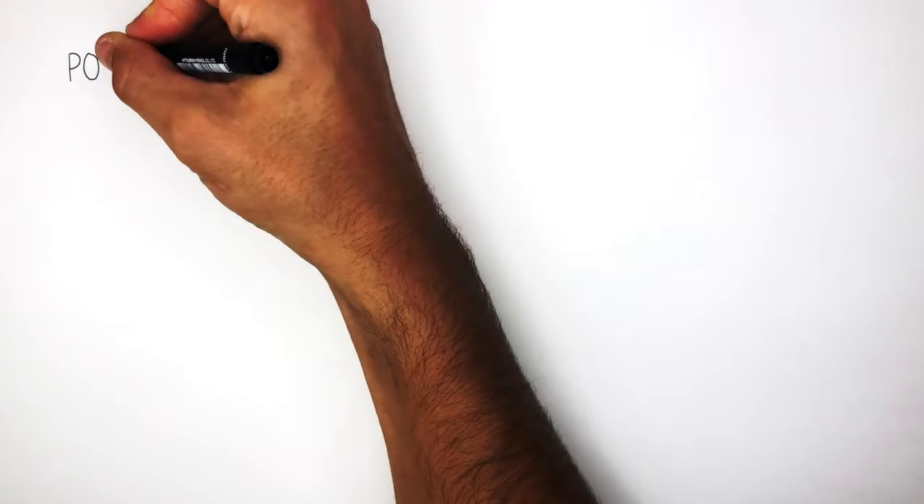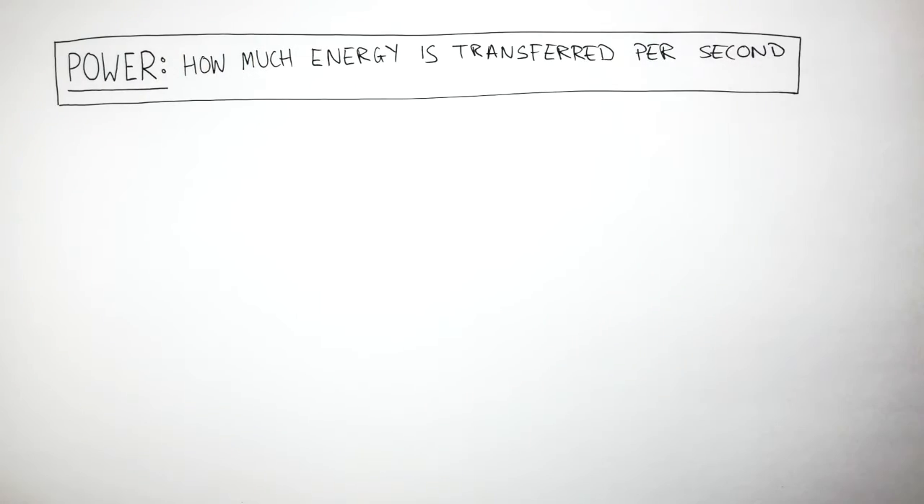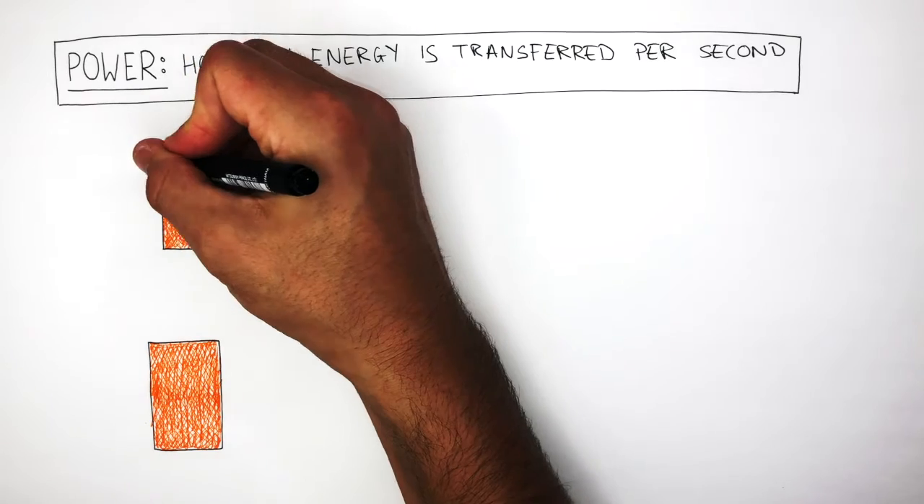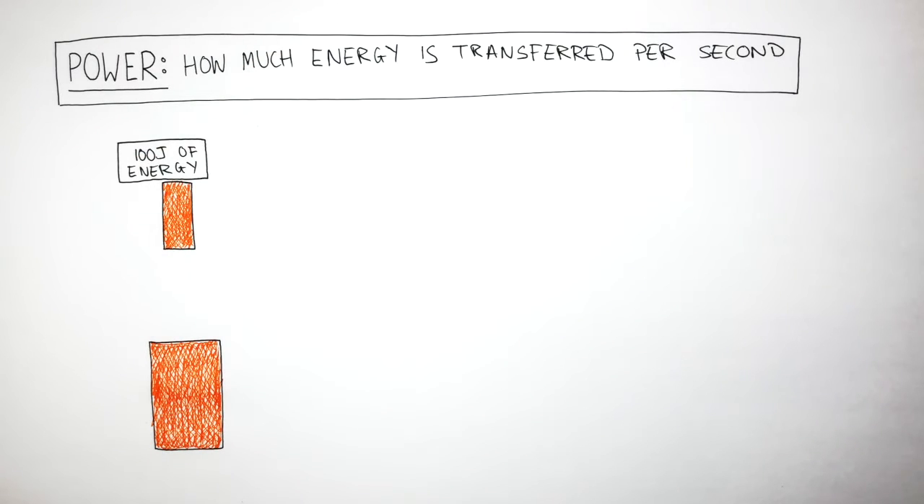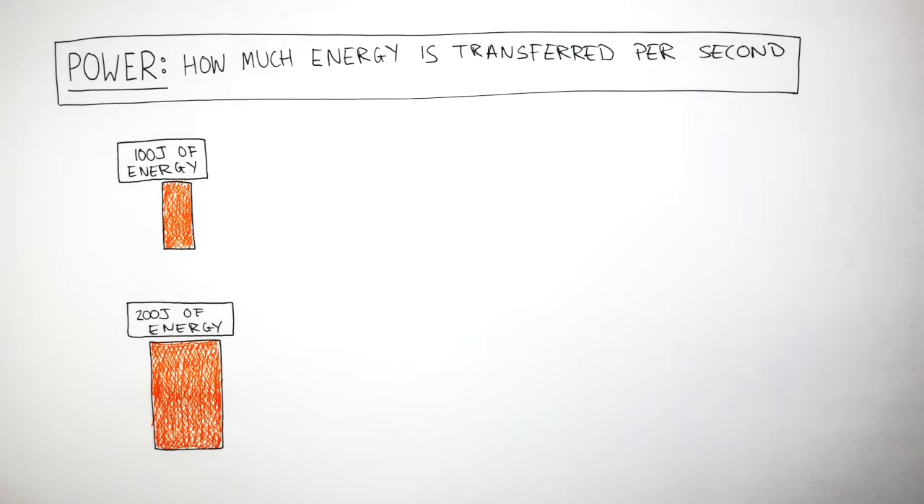The definition for power is how much energy is transferred per second. To understand what power is, let's imagine we have two stores of energy, where the top store is storing 100 joules of energy and the bottom store is storing 200 joules of energy. Now, if we go back to the definition of power, power is how much energy is transferred per second.